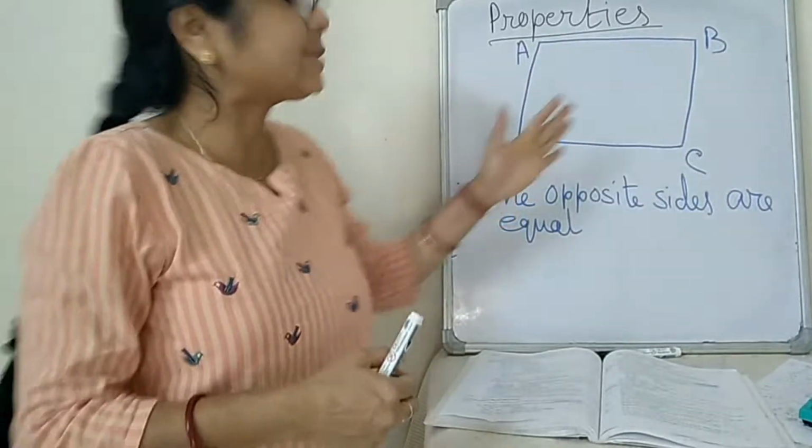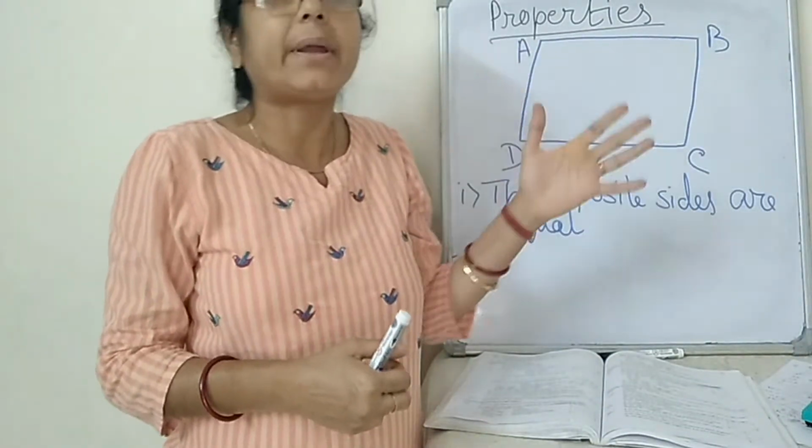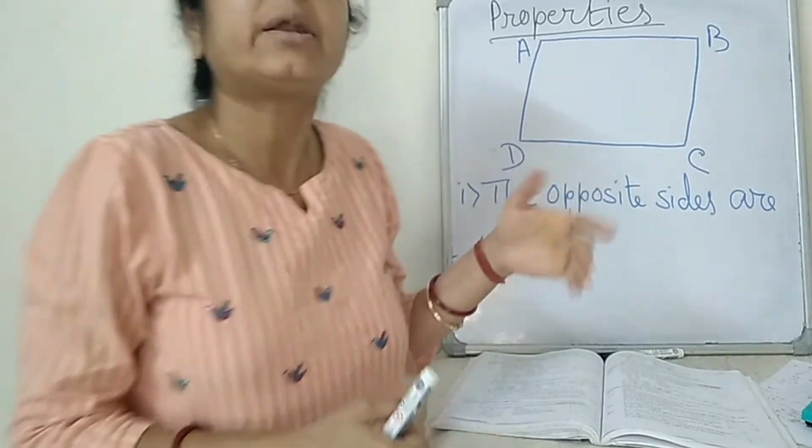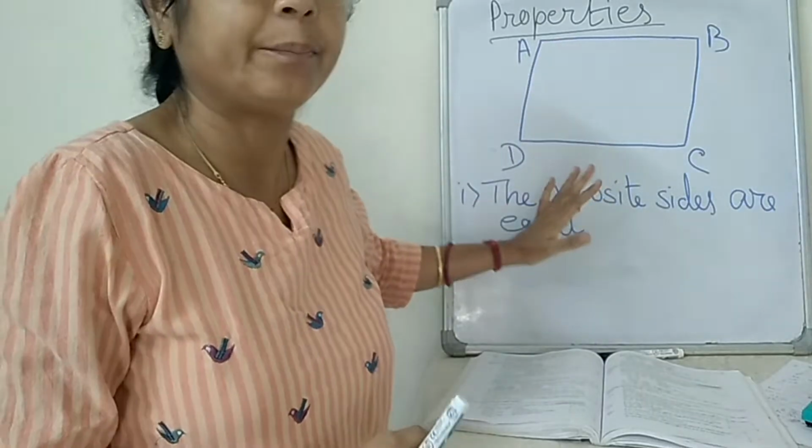First I explain these properties, then I repeat the kite again because some of my kids asked me to repeat it. So first I explain this one.